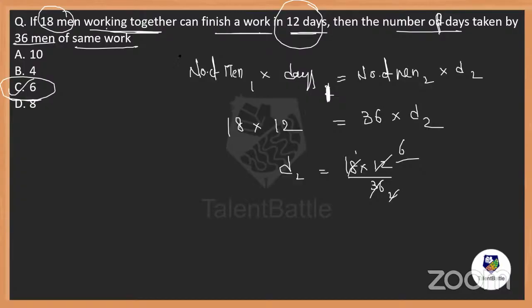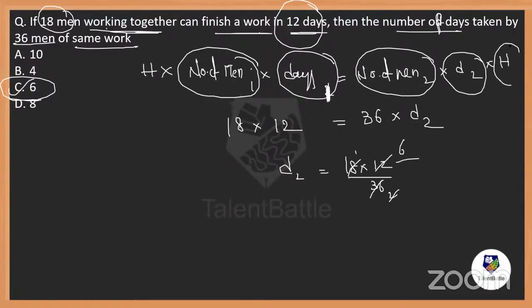Whatever the question is, if they have given you number of men and number of days, sometimes they might give you hours also. That time just multiply with hours also. So in the next case, number of men, number of days and number of hours, both you just need to equate because they are doing the same work. So we just equated 18 into 12 equals 36 into D2. D2 value equals 18 into 12 by 36. Perfect. I hope you are clear with this. We'll move forward with a few more.